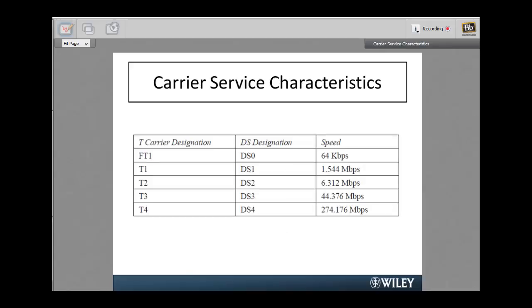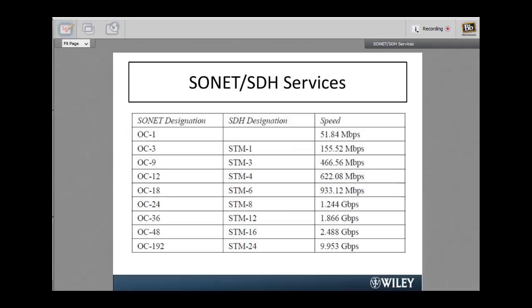These are the characteristics: the speed designation and the carrier designation. The services of SONET or SDH. These are different types with varying speeds.